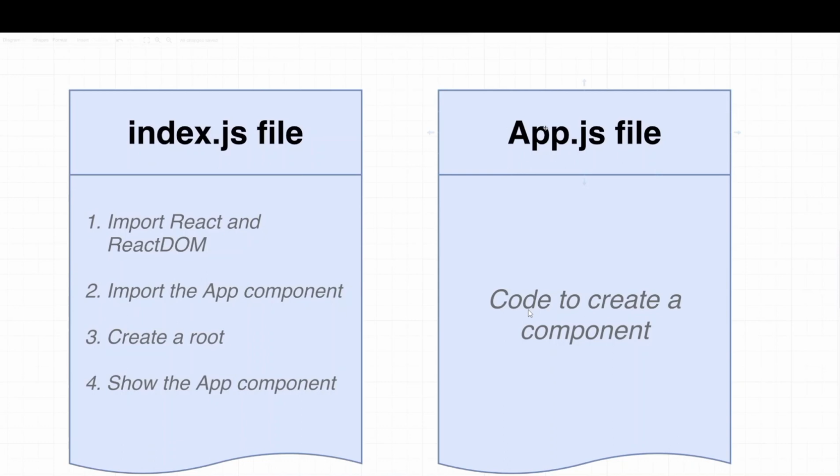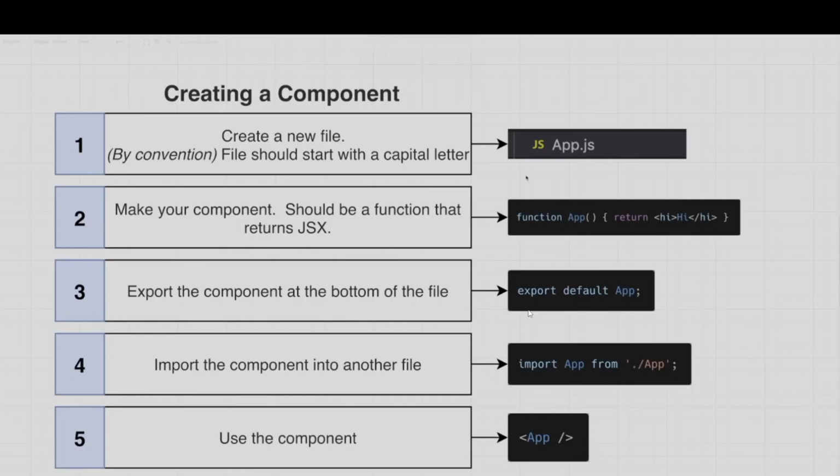So now, how can we make the app.js file a component? Creating a component is a simple five-step process. First of all, we will create a new file which will be the name of the component, and one important thing to note here is that we will always start the name of our component with a capital letter, as you can see here, A is capital, PP, because it will be easier to identify that the file is a React component.